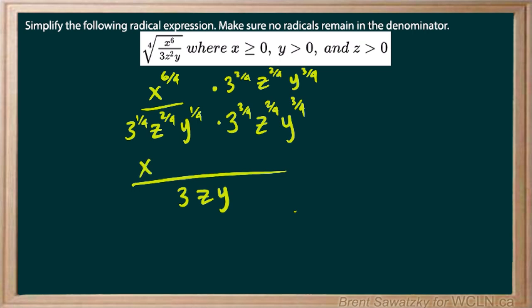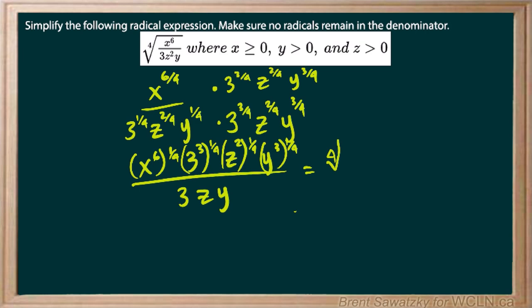We have x^6 to the 1/4. We have 3^3 to the 1/4. We have z^2 to the 1/4. And we have y cubed to the 1/4. Sorry, I had to look at that. Okay, and so there we go. Let's see if we can clean that up a little bit.